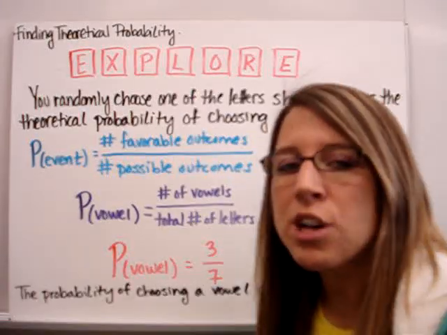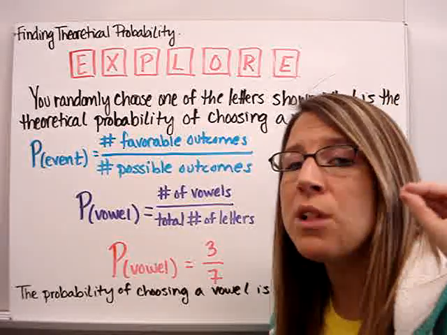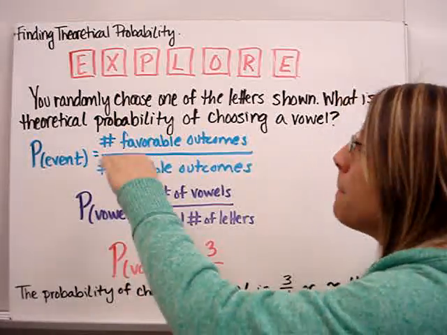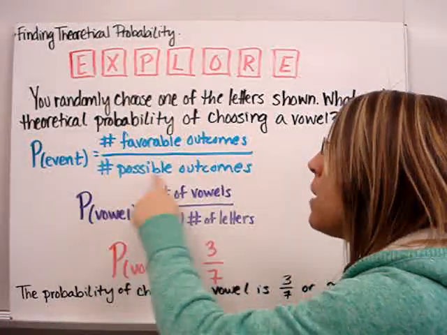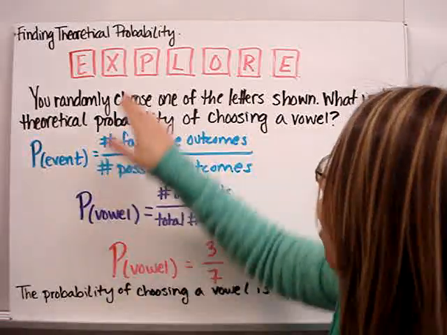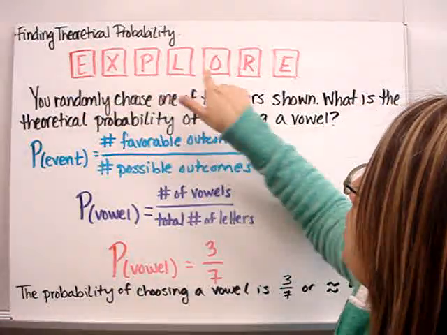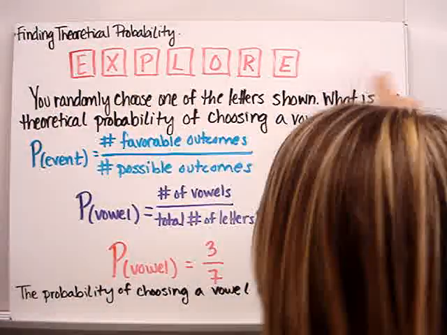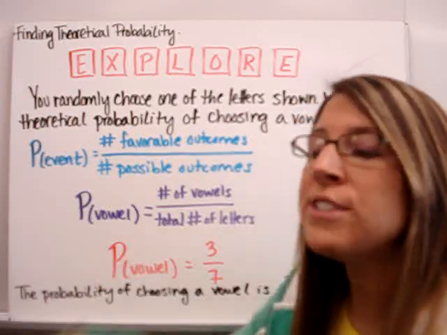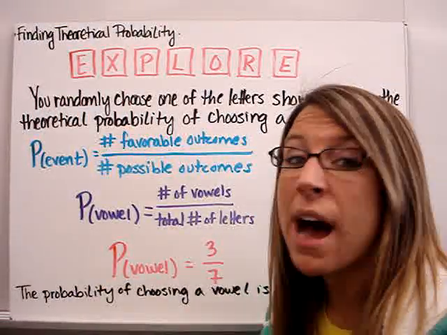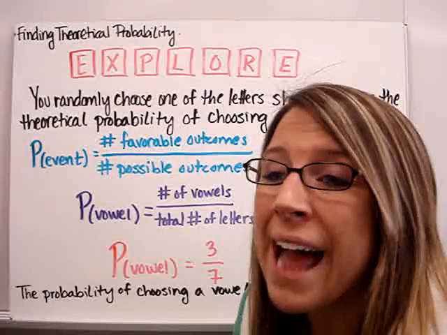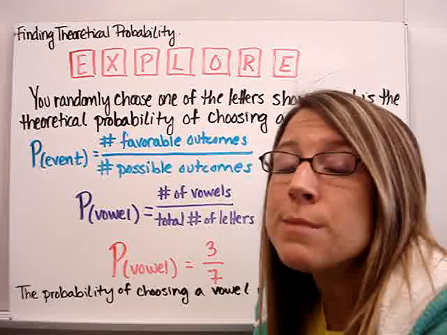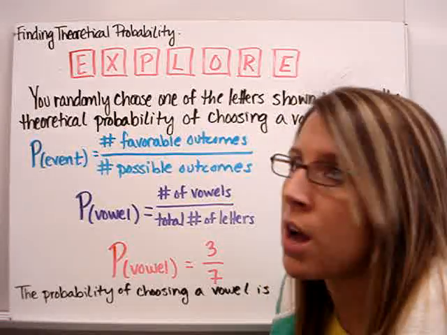Now, to find theoretical probability, we take the number of favorable outcomes, in this case the number of vowels, and we compare that as a ratio to the number of possible outcomes. Well, there are 1, 2, 3 vowels out of 7 letters total. If I reach into a bag, I could choose 7 possible. But if I reach into the bag, I only have 3 possible vowels to choose. Those possible vowels that I can choose are my favorable outcomes.